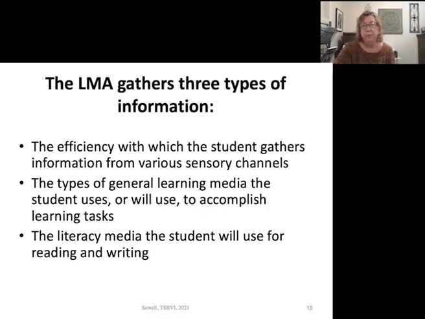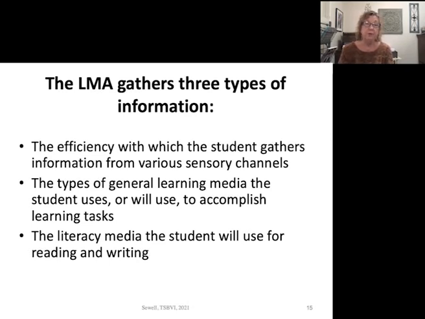The LMA gathers basically three types of information: the efficiency with which a student gathers information from various sensory channels. So they might use their visual sense more than they use their tactile sense. And in the process of doing the LMA, you're going to gather that information. You'll be observing them in their environments, and you will be able to take documentation and data on whether or not they're using their visual sense or their tactile sense, and often their auditory sense, to gather information in their environments.